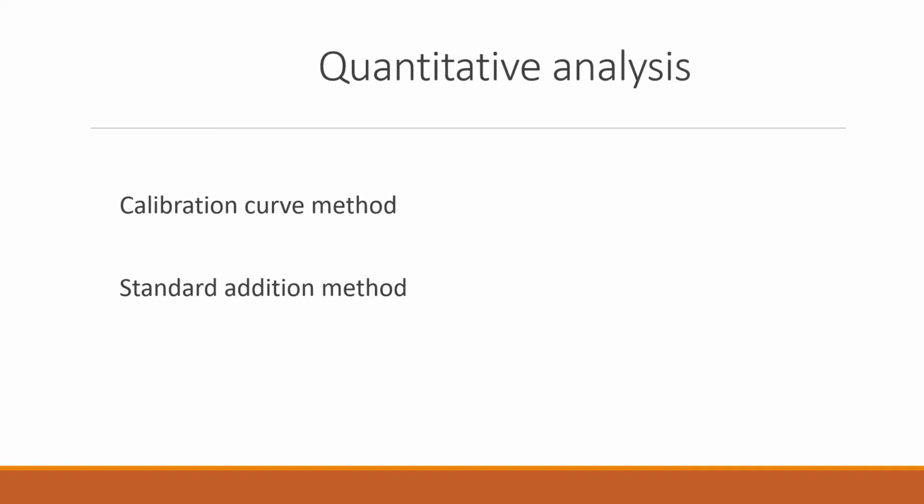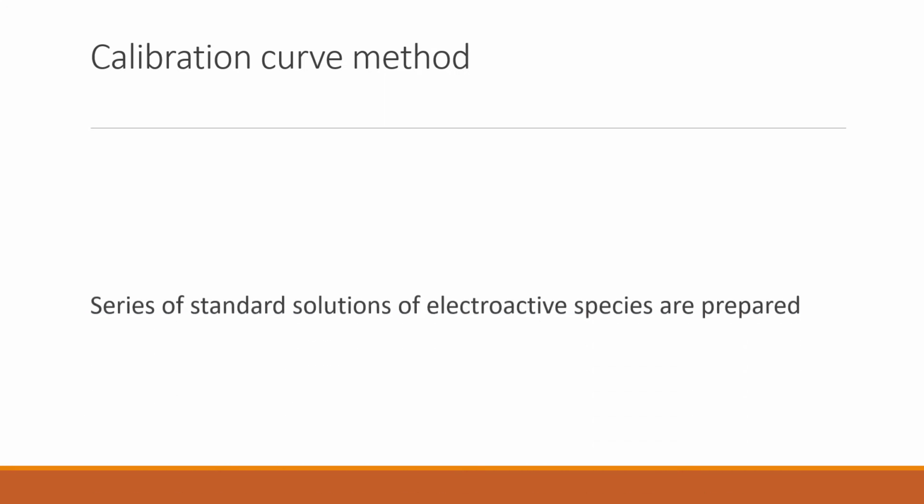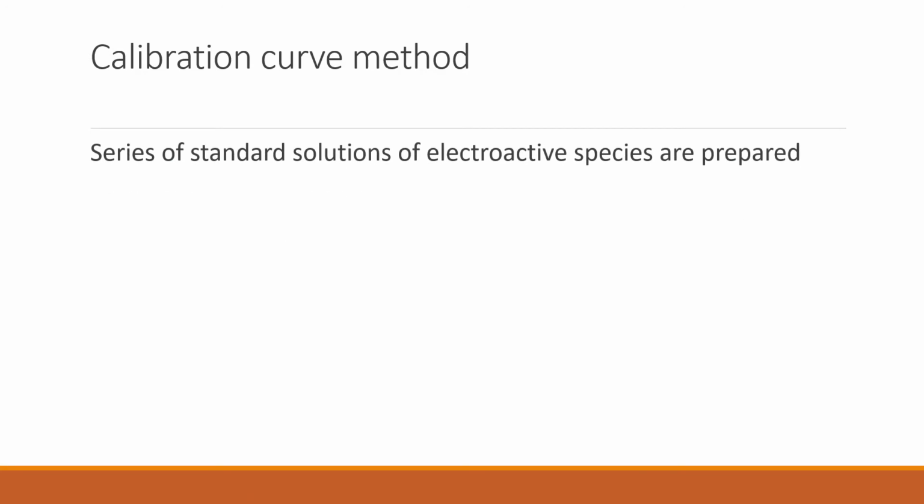Now, quantitative analysis can be done by the calibration curve method or the standard addition method. The first is the calibration curve method. As the name suggests, here we will be plotting a calibration curve, and for that purpose first we will prepare a number of standard solutions of the electroactive species. Standard solutions are the solutions whose concentration is known to us. So for example, if we want to estimate the amount of copper in the sample, then our standard solutions would be known concentrations of copper solutions.